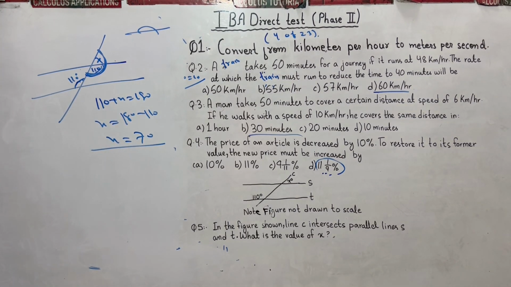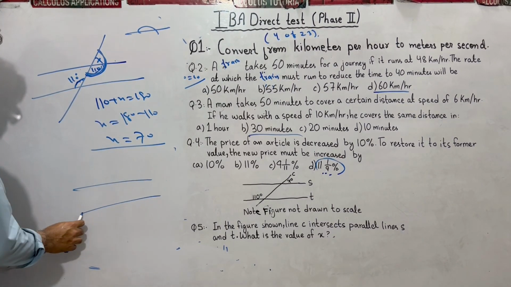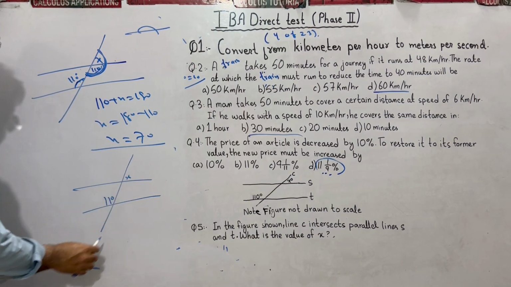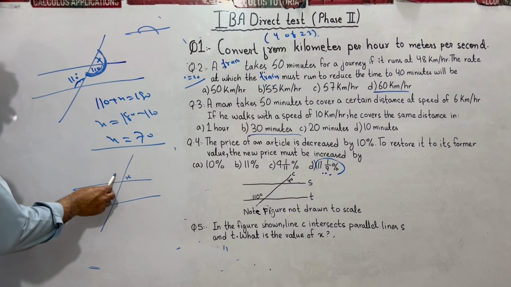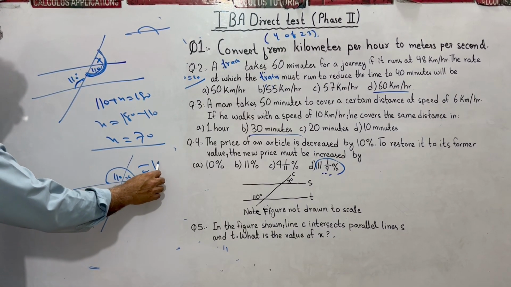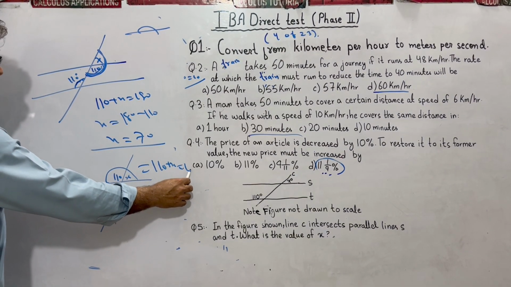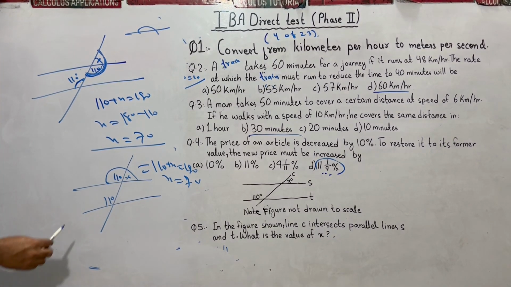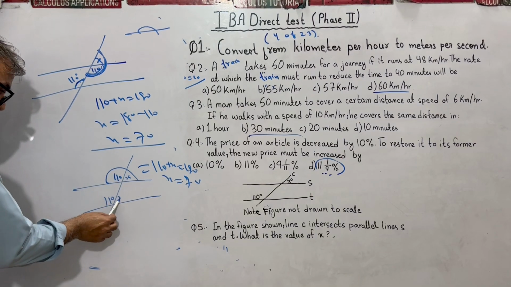X is 70. Or one can take another different approach in that case. Here is 110. Here is x. By virtue of corresponding angles, it is also equal to 110. Same, 110 plus x is equal to 180. Solve for x, again it is 70. Or by virtue of corresponding angles, it is also x.